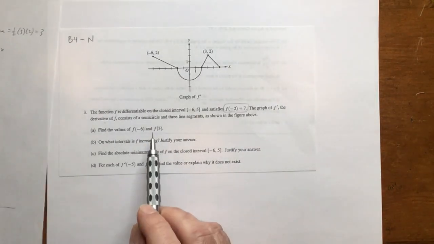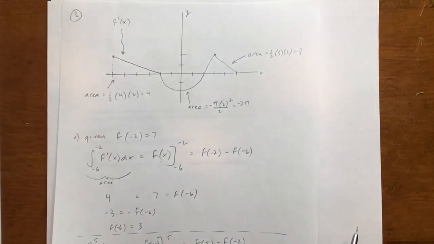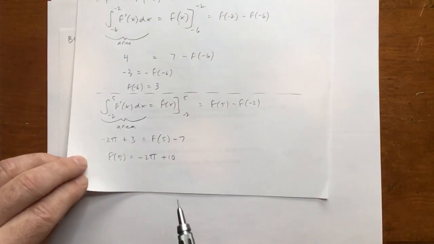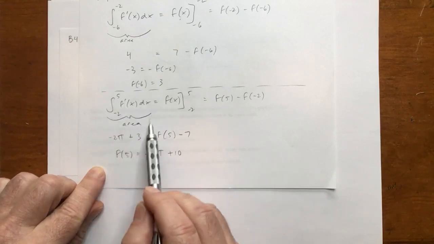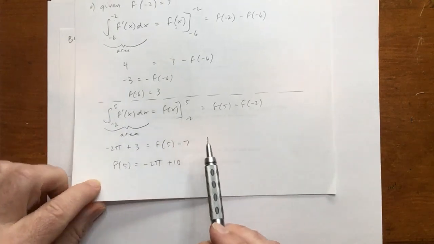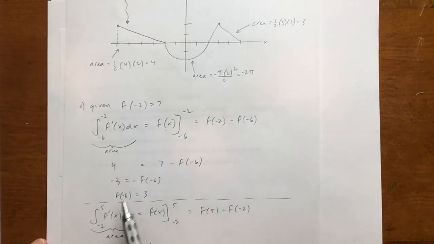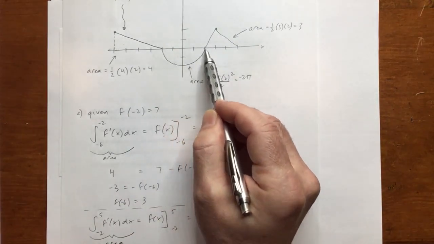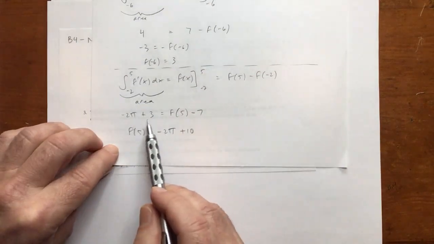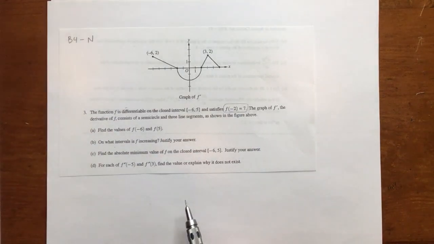And it's the same exact process for f of 5. Use the information you're given. So once again, we're given f of -2. So I'm going to find the area from -2 to 5, and it's the same process. Note here that the area from -2 to 5 includes that semicircle, -2 pi, and this triangle, 3. Then we simply solve for f of 5 again. Okay, so that's part A.